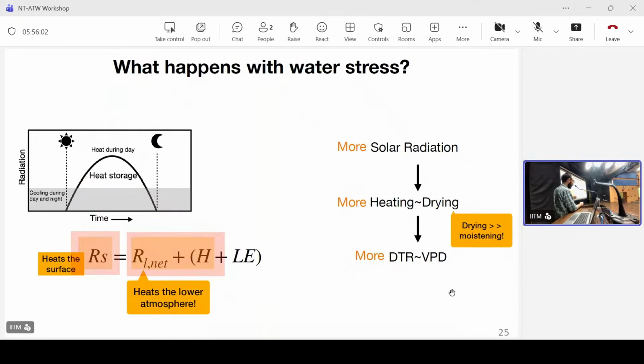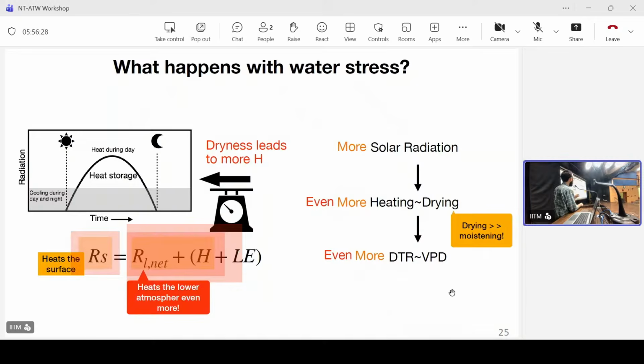What we had so far understood is that more solar radiation would lead to more heating, which would lead to more drying, and then eventually DTR can lead to more vapor pressure deficit. But when there is water stress, even though nothing changes in the radiative forcing, dryness leads to more H. So dry surfaces are forced to partition more to sensible heat flux, which essentially causes even more heating of the lower atmosphere and even more drying of the lower atmosphere, even though nothing changes in the radiative forcing.